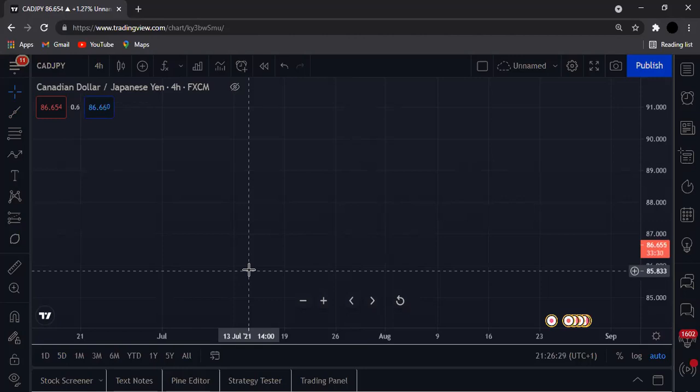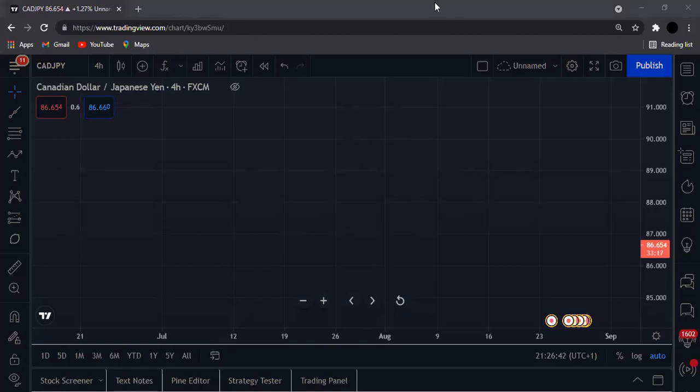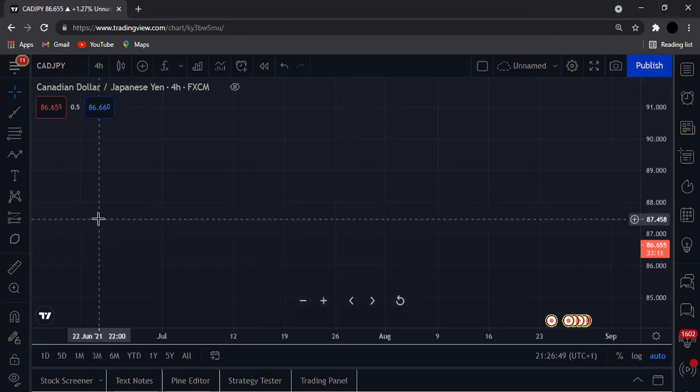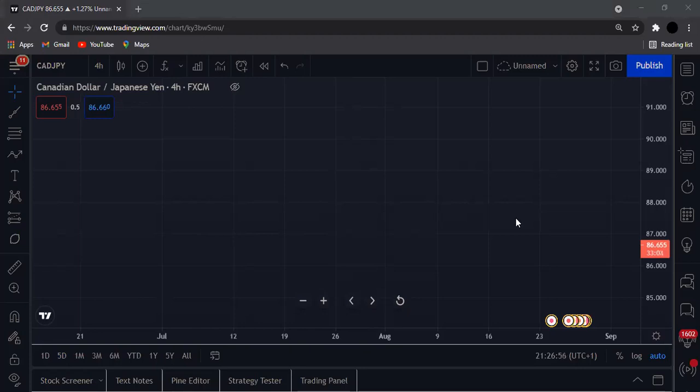There are different types of analysis. We have the technical analysis, we have the fundamental analysis, we have the sentimental analysis, and I will explain everything. For the technical analysis, this is where we use our tools here. This platform is TradingView. Have you used TradingView before?